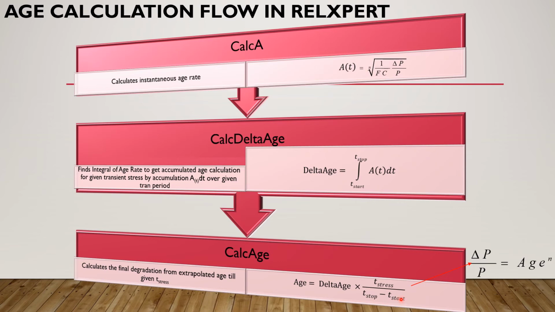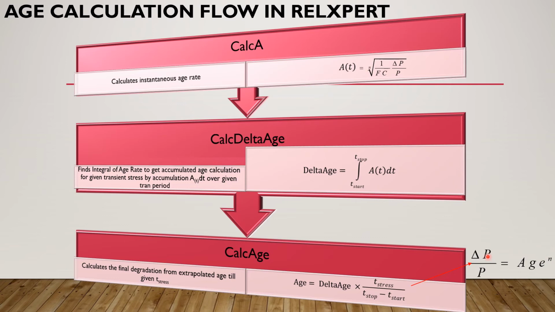in the simulation. However, if it is unequal, then there has to be some intermediate function, which I have not mentioned, which will somehow do an integration for this and not just use this kind of formula to calculate the final age. And then delta P by P will be given by the age raised to power n. This is something that is reported in the .bo0 or .ba0 file in the RelExpert simulation.